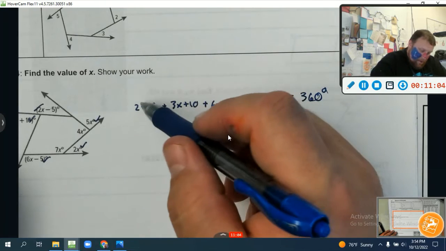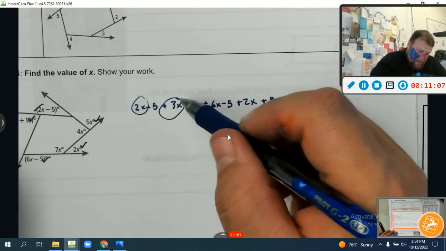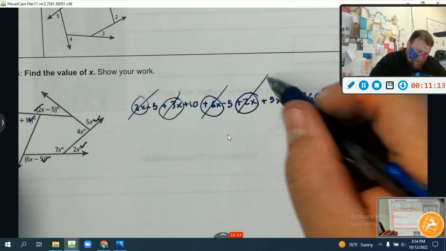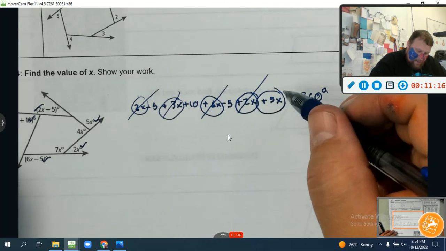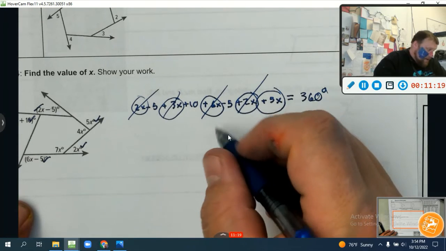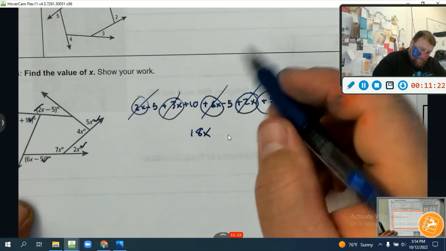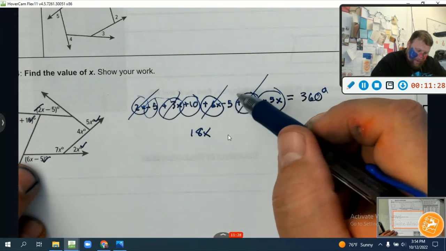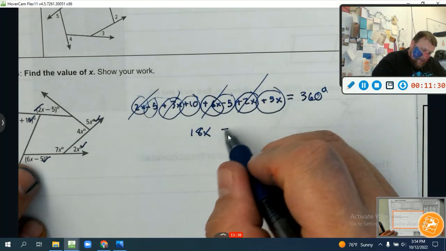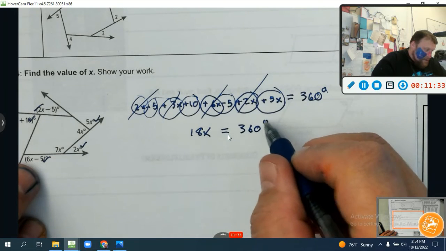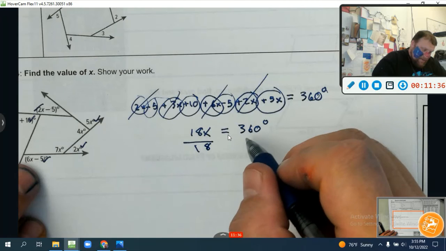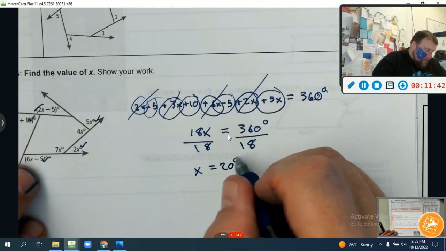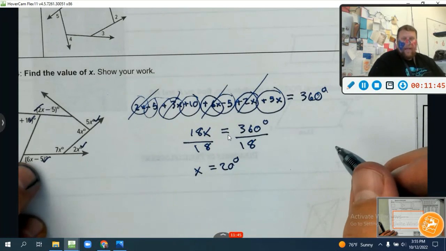So now let's combine like terms. I have 2x plus 3x is 5x plus 6x is 11x plus 2x is 13x plus 5x is 18x. So I end up with 18x, and then I have 10, and then minus 5 is 5, minus 5 again is 0, so I get 18x equals 360 degrees. When I divide both sides by 18, I get that x equals 20 degrees. And that's it for solving for x.